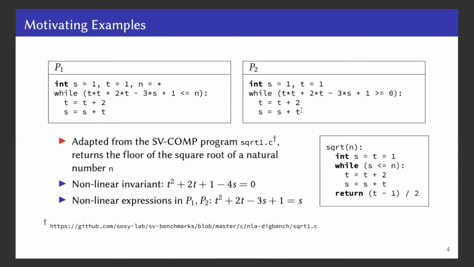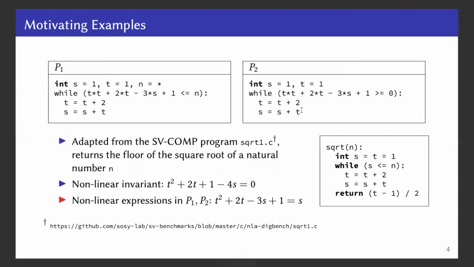Let's illustrate the problem with two nonlinear programs, B1 and B2. They are adapted from the square root program on the right-hand side. Because of the nonlinear expressions in the loop condition in B1 and B2, it is not easy to determine their termination. However, the square root program and B1, B2 share a nonlinear invariant: t squared plus 2 times t plus 1 minus 4s equals 0.